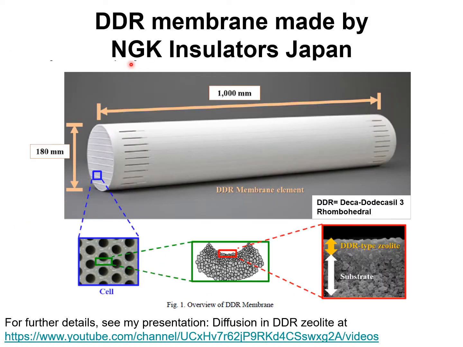The company called NGK Insulators in Japan offer membrane modules, shown here, that consist of circular tubes. The inner wall of the tubes are coated with a thin layer of DDR zeolite, and this layer is typically about 20 micrometers thick, and this is the substrate.